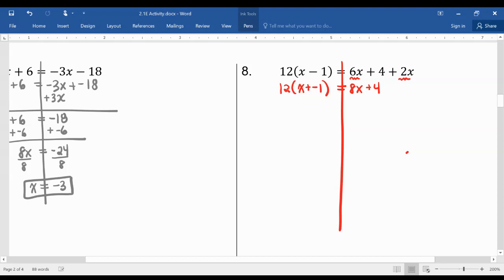And then I'm going to do the cleanup on the left side, which is to distribute. So 12x plus 12 times -1 is -12 equals 8x plus 4. Every time I do this, I'm always going to move my variables first. So I'm going to find the smaller variable, which is 8, and I'm going to add its opposite on each side, and I'm going to line it up with its like term.